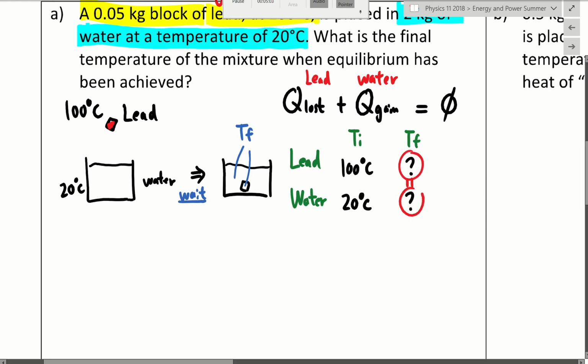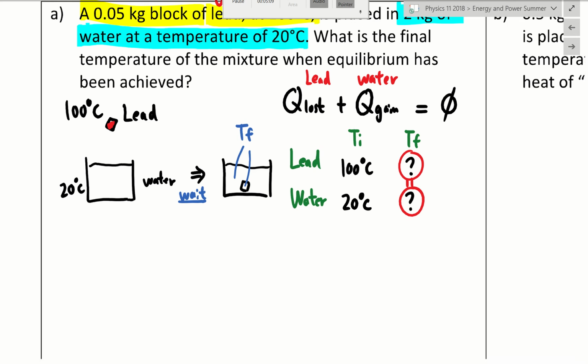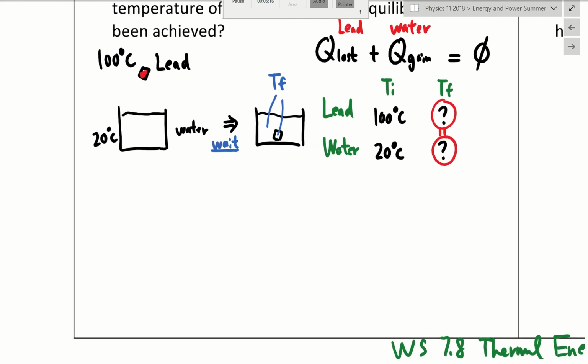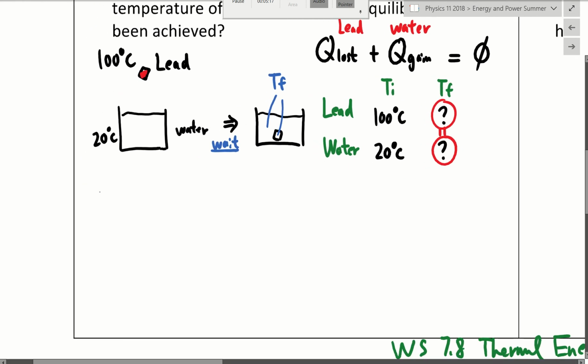The final temperature for both of them should be exactly the same. We just don't know what that temperature is. Okay, so let's continue. Now, what is the heat energy equation from last day? Well, heat energy is equal to mc delta T, right? So last time we talked about one equation, which is mc delta T.